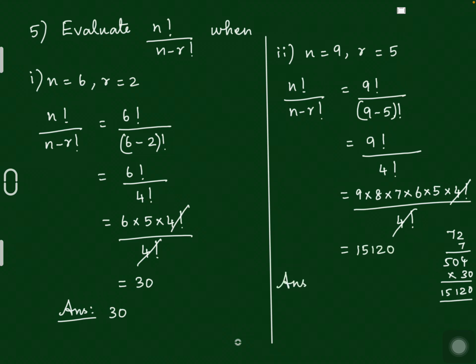15,120. So n factorial by n minus r factorial when n is equal to 9 and r is equal to 5, the value is 15,120. Hope it's clear, children. So what is n factorial? N factorial is nothing but the product of first n natural numbers.